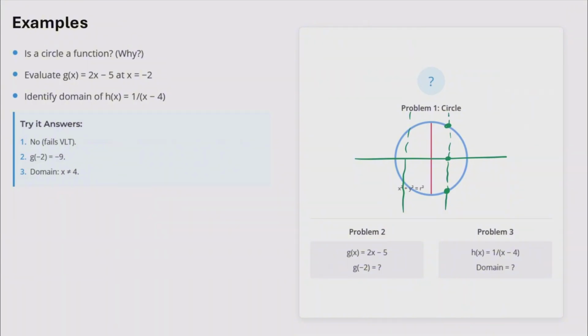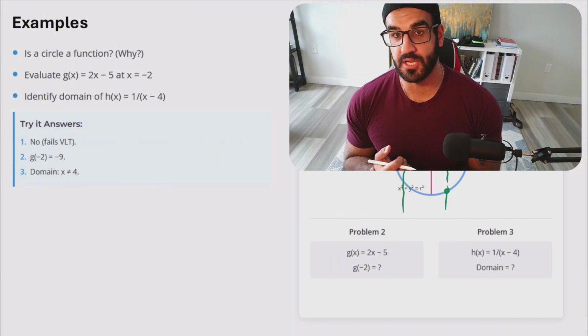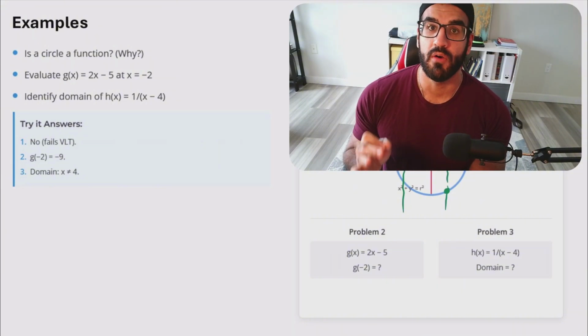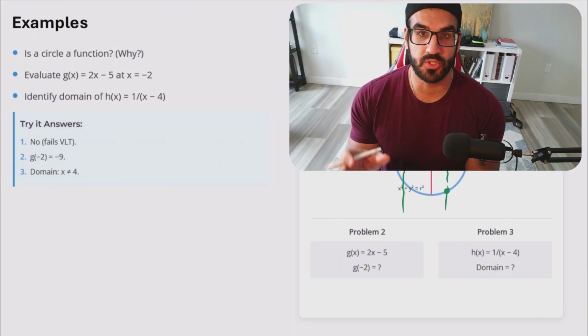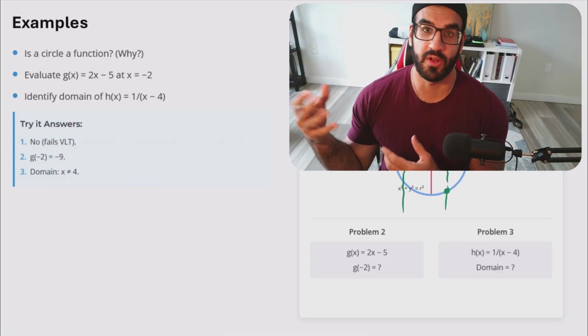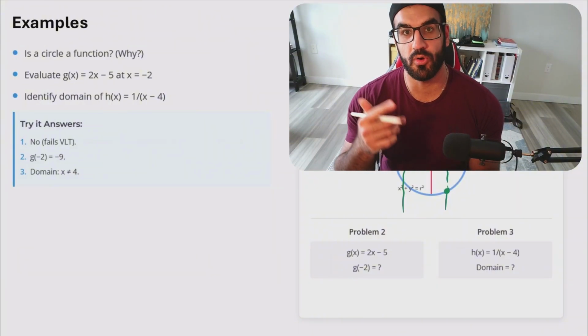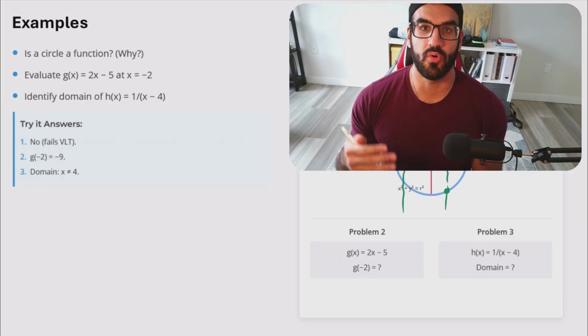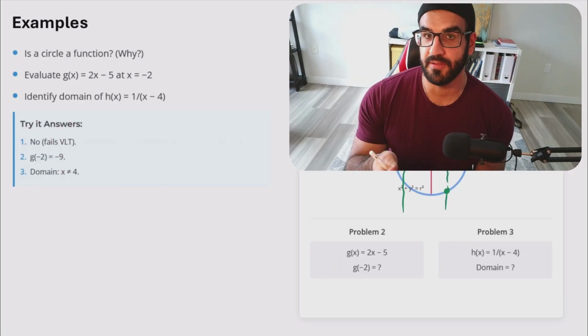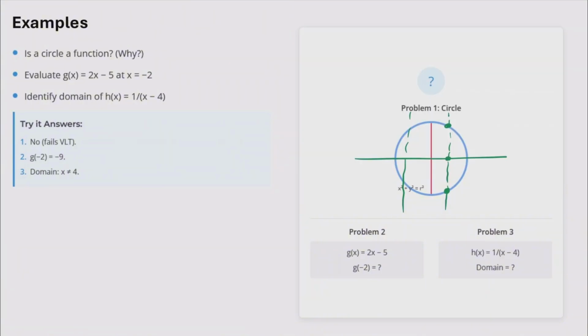And identify the domain, where h of x equals 1 over x minus 4. The very simple way to do that is, given that you have a variable in the denominator, you have to make sure whatever number you put into this function is not going to give you a prohibited fraction, which we know as 1 over 0, which is undefined. So at this point, 4 is a prohibited number. At the end, if someone asks you what the domain is, you would say it's all of the real numbers except the number 4.